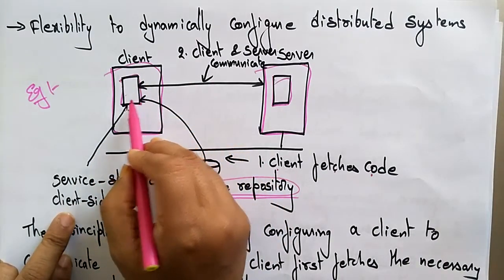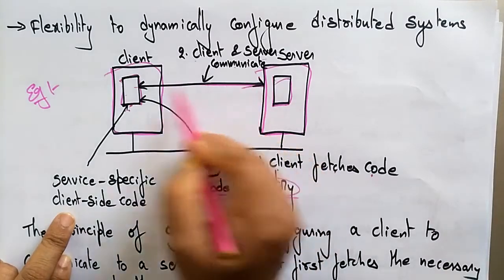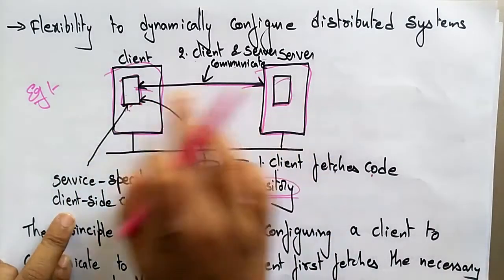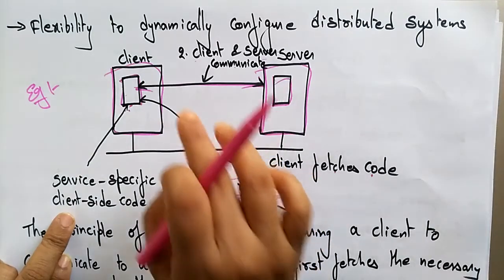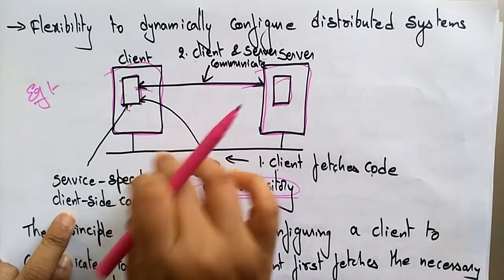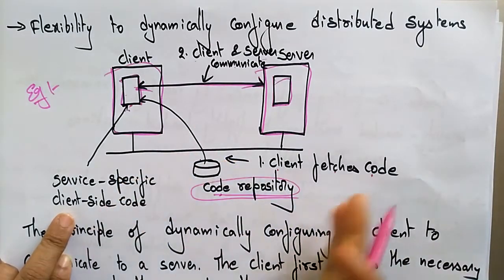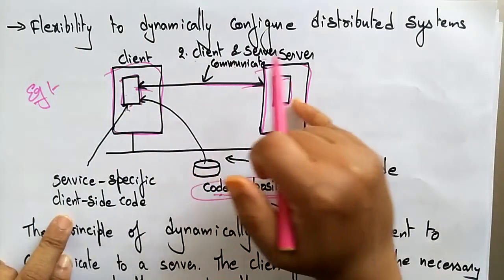After that, client and server communication will be established. Here it improves the communication as well as the system performance. So this is how the code is going to be migrated from one system to another system.